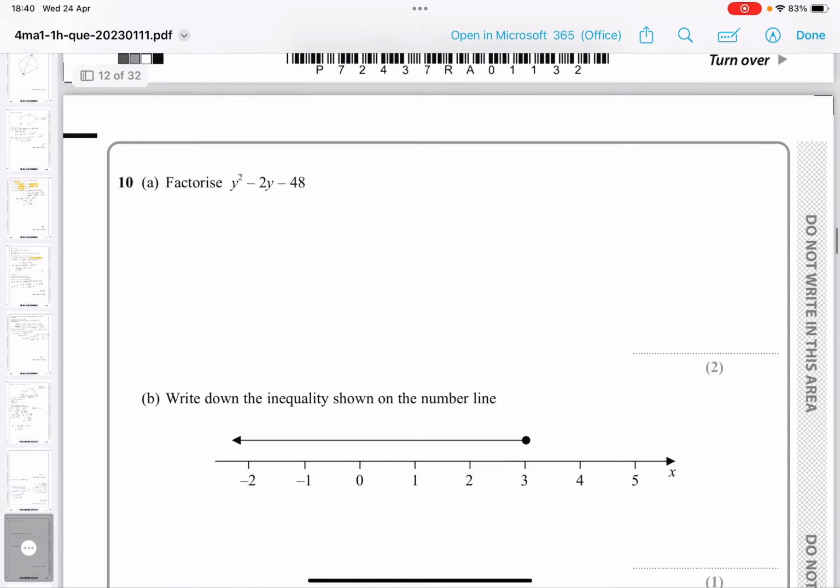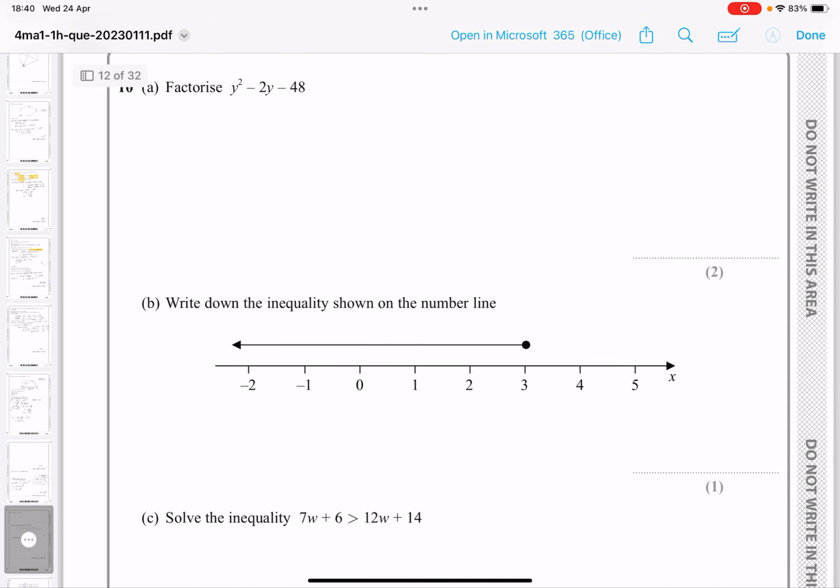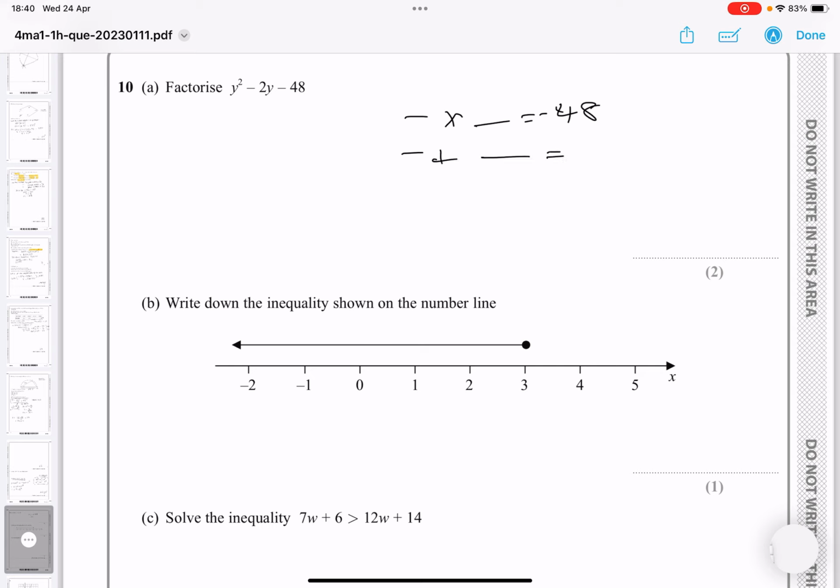Okay, cool. Next question. Factorize y squared minus 2y minus 48. Okay, so you need to work out which two numbers, when you multiply, give you an answer of minus 48, and which two numbers, when you add, give you an answer of minus 2. So that will be 8 and 6. But remember, it says minus 48, so it'll have to be minus 8 times 6, which gives you minus 48, and minus 8 plus 6, which gives you minus 2. So when you factorize it, it'll be y minus 8 and y plus 6.